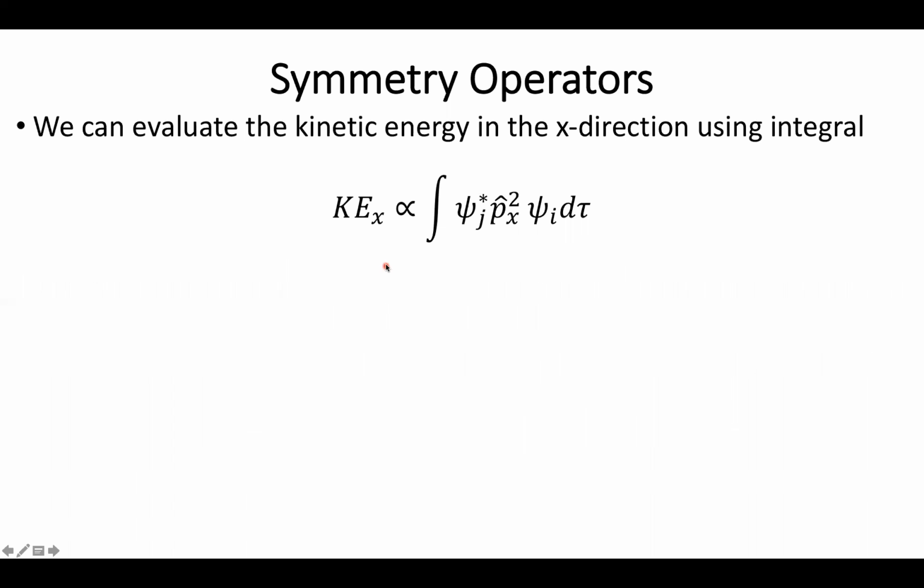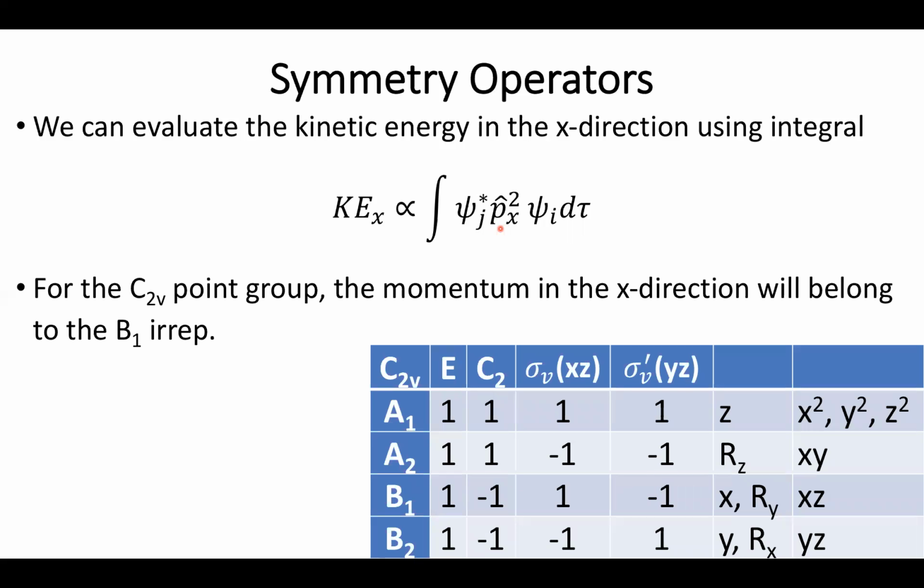So we know that our kinetic energy will end up being proportional to applying the square of our linear momentum operator. Now, in order to figure out the irreducible representation of our linear momentum operator, we have to be working in a certain point group. So, for example, let's work with our old familiar friend, the C2v point group. Again, in this case, our momentum is headed in the x direction, and so all we need to do is figure out who is the x direction.